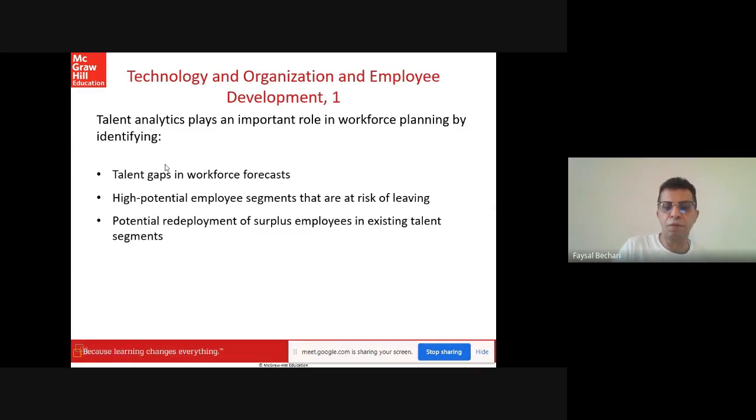There is high-potential employee segmenting of those at risk of leaving. That's one thing. The other thing you might look at is that maybe some employees are not happy, and a certain segment of people are leaving soon. So you need to look at how you can fix it. And there is potential redeployment of surplus employees in existing talents. So if you have extra talent in some department, you can move them around or redeploy them, or give them more training so they can fit in elsewhere. These applications can help you look at these different segments of employee development.